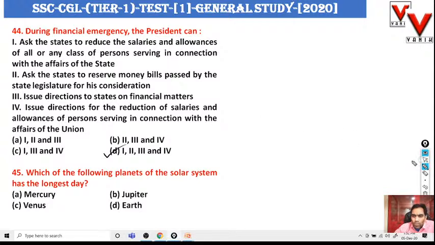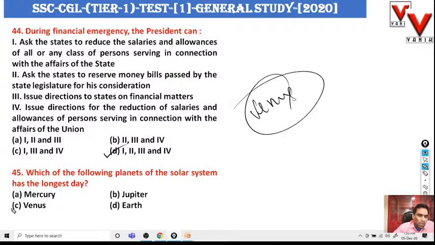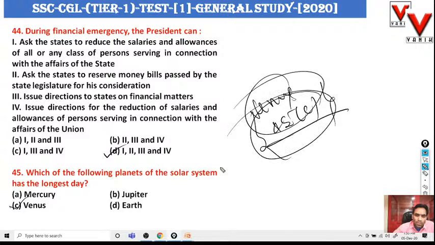Now we are going to proceed further and discuss question number 45. Which of the following planets of the solar system has the longest day? That is Venus. Venus has the longest day. So the right answer to 45 is going to be C.